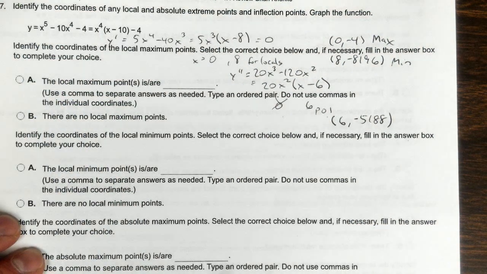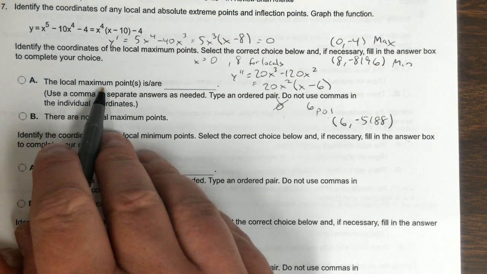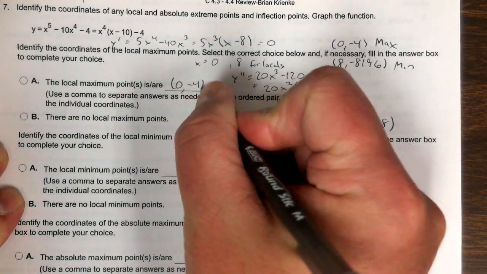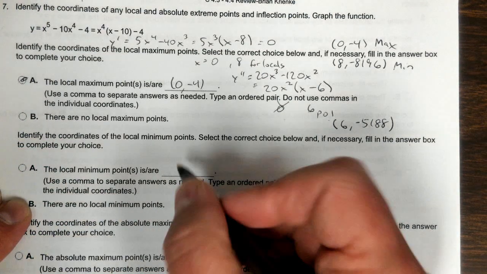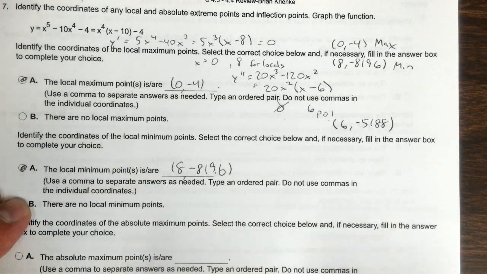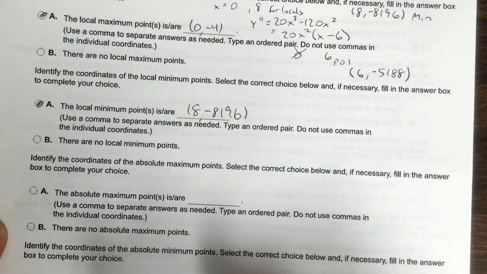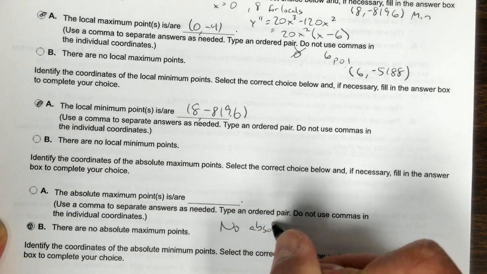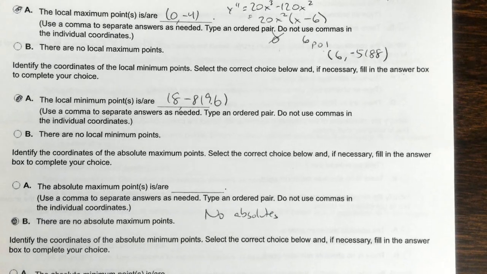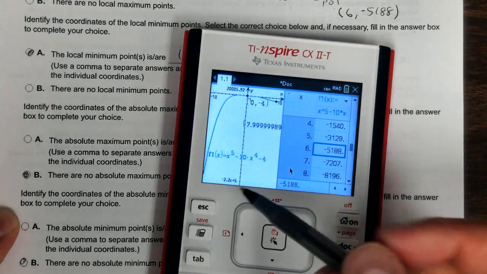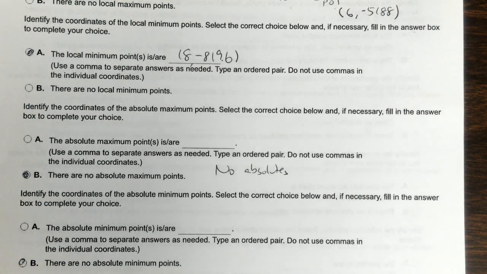Okay, so let's fill all that information in. For your maximum, it's 0, negative 4. For your minimum, it's 8, negative 81.96. This one does not have absolute max or min, so no absolutes. The reason is because the graph continues. It continues down and it continues up. So we don't have absolutes like we do on quadratics.